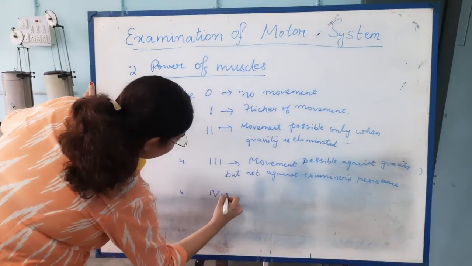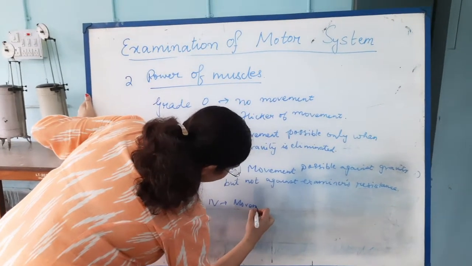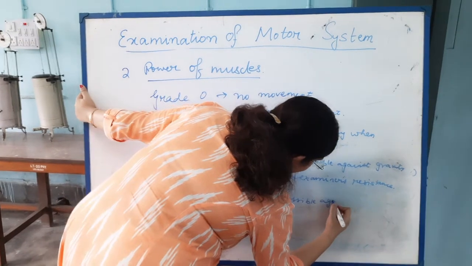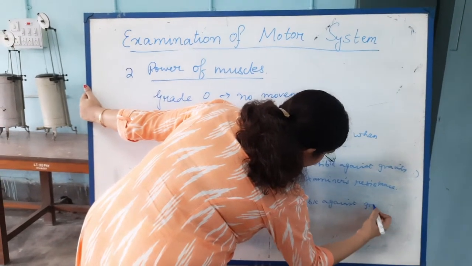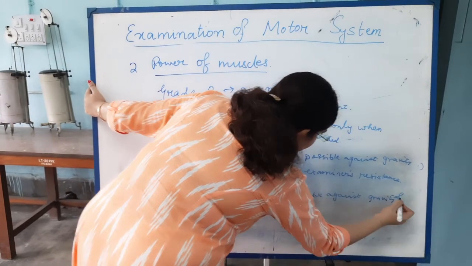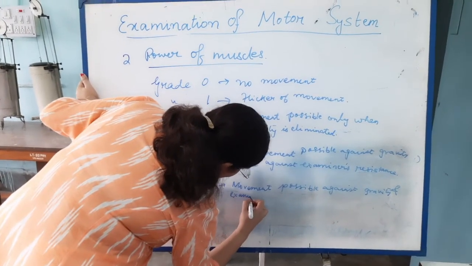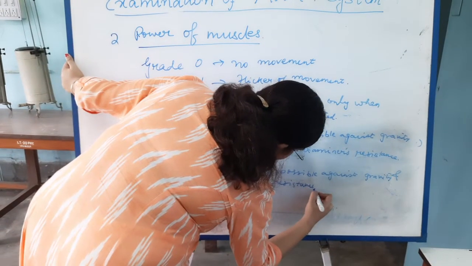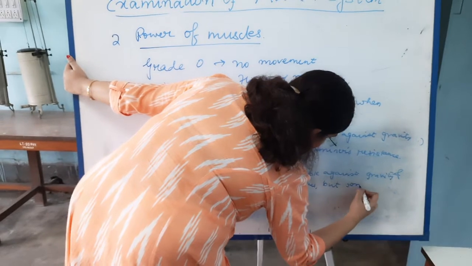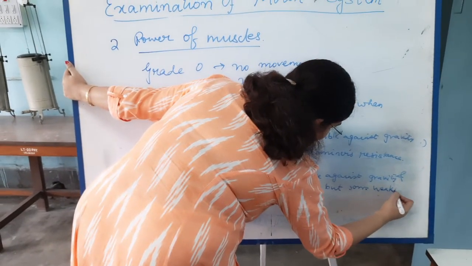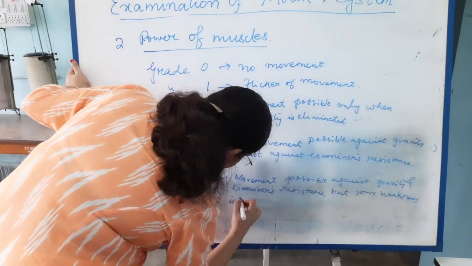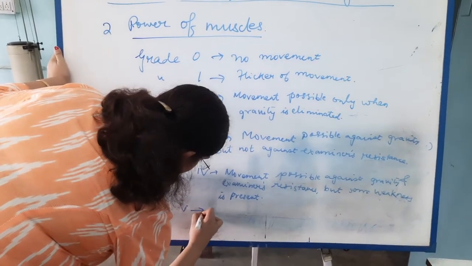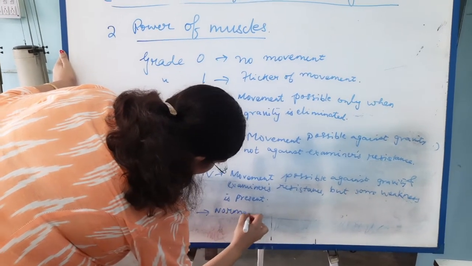Grade 4, movement possible against gravity and examiner's resistance, but some weakness is present. Grade 5 is normal power.